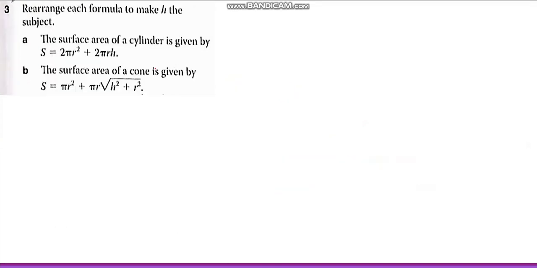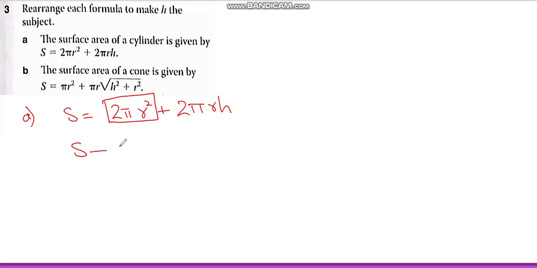In question number 3, they want us to rearrange the formula to make h the subject. So in A part, it is S is equal to 2 pi r square plus 2 pi r h. This is the formula of the surface area of the cylinder. To make h the subject, first let's bring this 2 pi r square towards the left. We will get S minus 2 pi r square is equal to 2 pi r h.